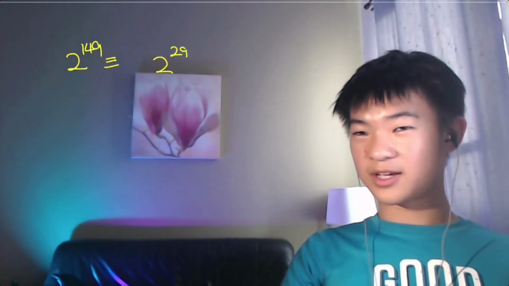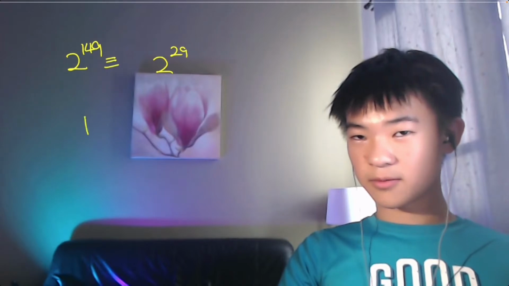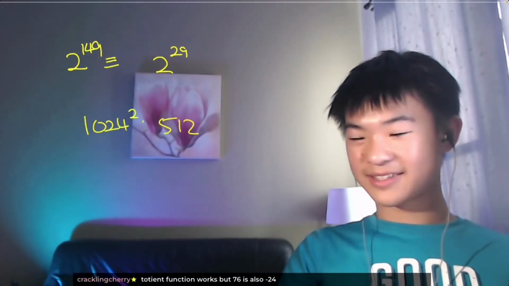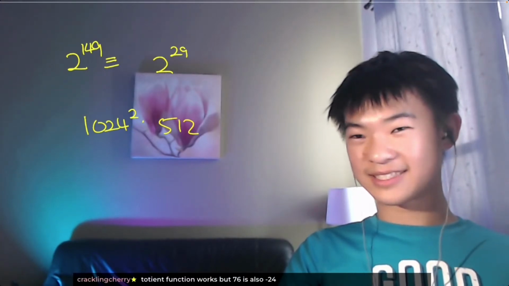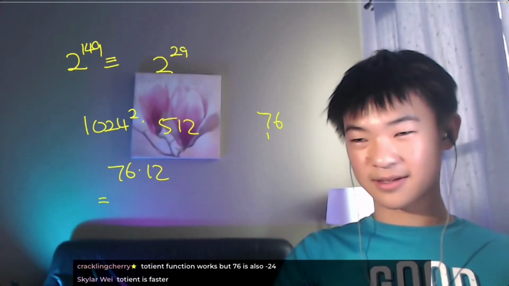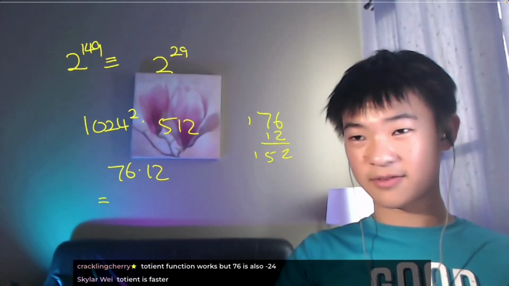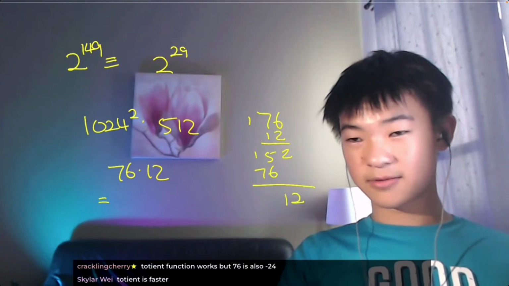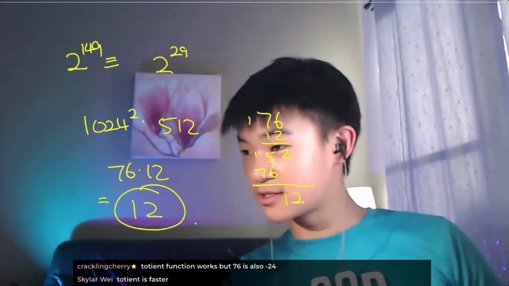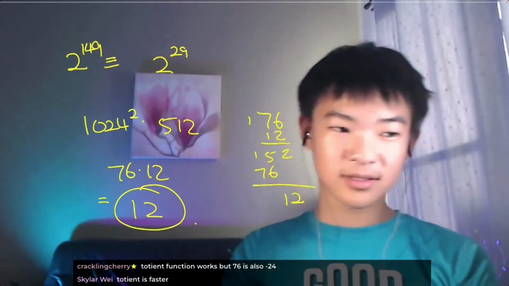And then now let's do that. 1024 squared times 512. So mod 100, that's 76 times 12. And we can do that. Let's do that real quick. 21157621. My answer is 12. Does that look right, Megan?